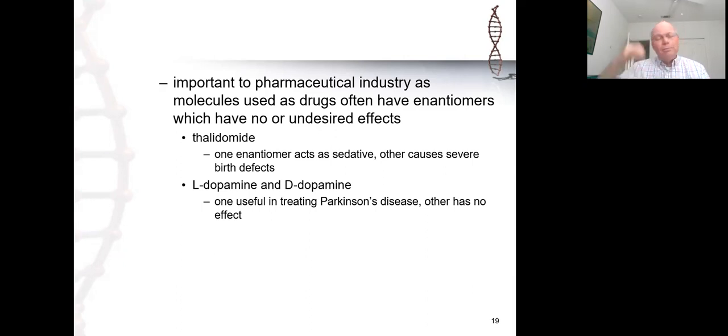And so in the laboratory situation, it is possible, it's very tedious and not easy to do, but it is possible to separate the 2 enantiomers from each other so that you can test them separately.